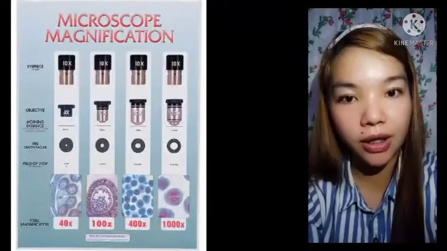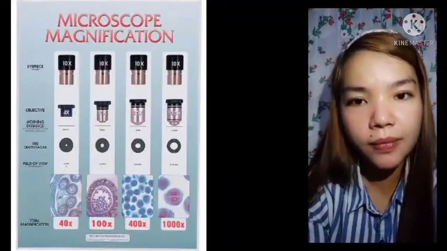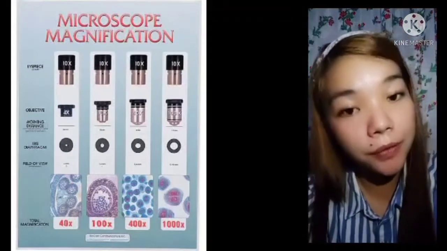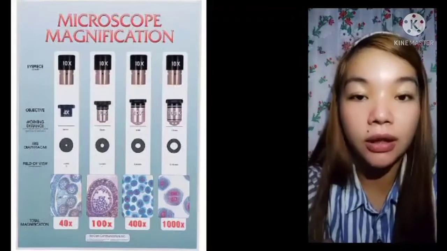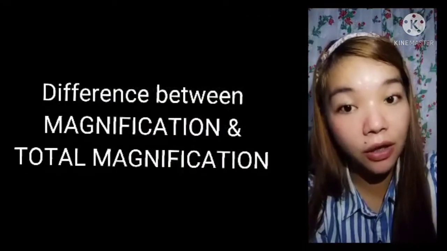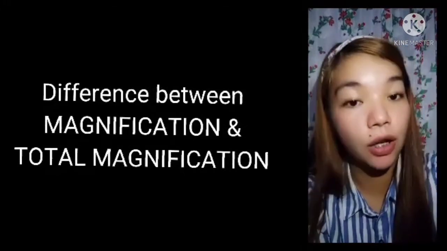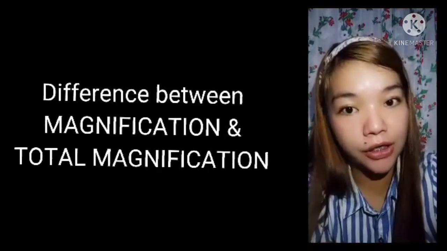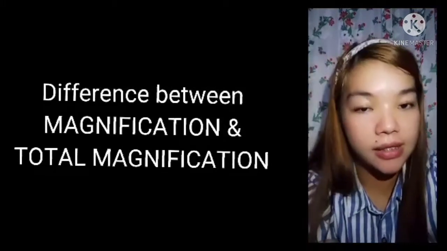Hello everyone, I'm Cherry Kate and I'm going to discuss how to calculate the total magnification. Our learning outcome is how to calculate the total magnification. But first, what is the difference between magnification and total magnification? Magnification is the process of enlarging the size of an object as an optical image, while total magnification refers to a compound microscope. The total magnification is the product of the objective and ocular lenses.